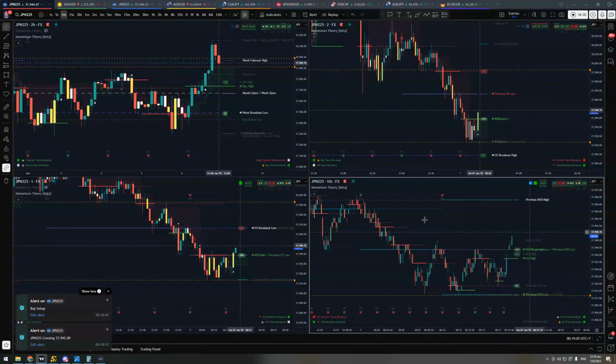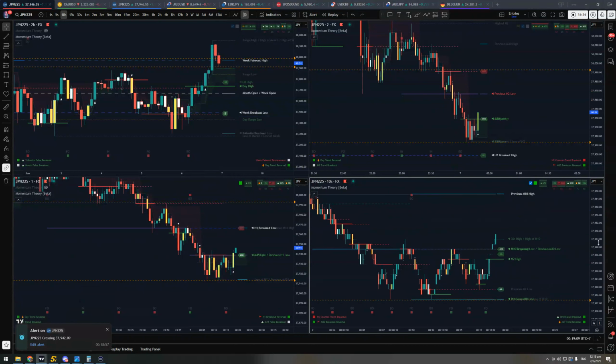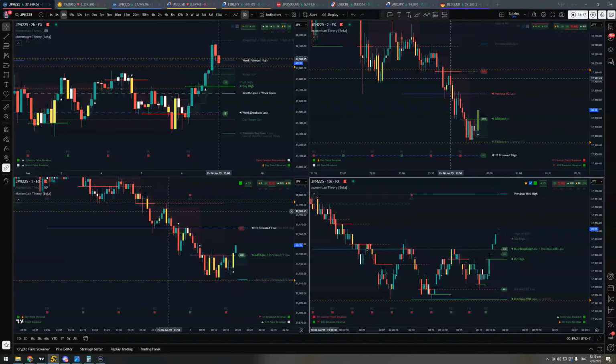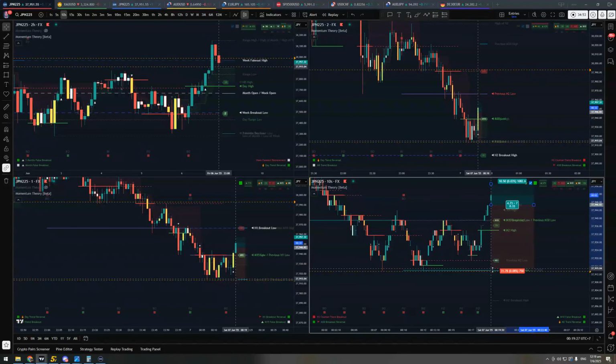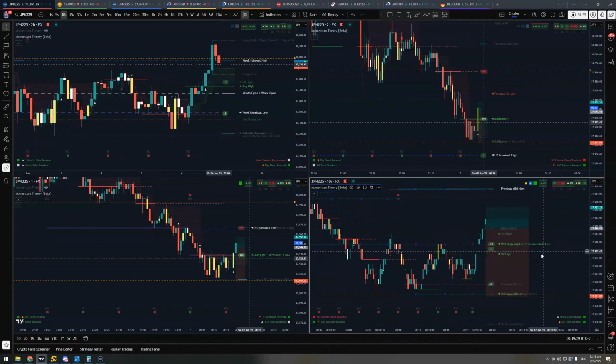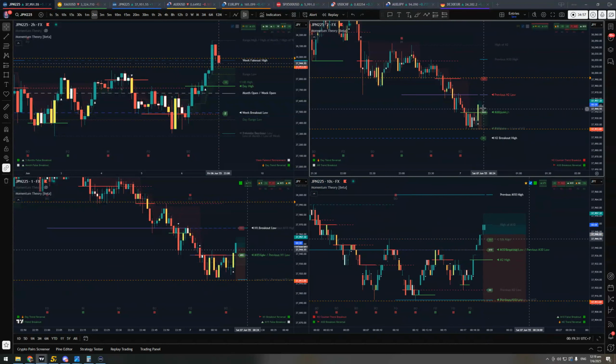Okay, here we go. Just flipped. Gonna wait for closure here and then continuation. Okay, got in on that move. Stop loss right at the low. Okay, that's the first entry.